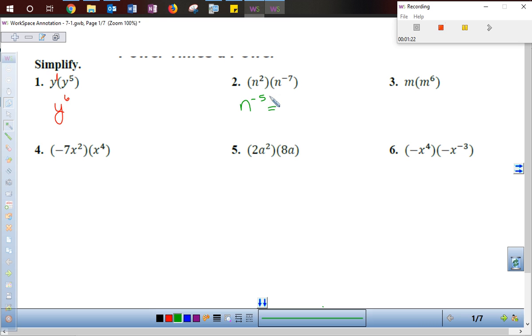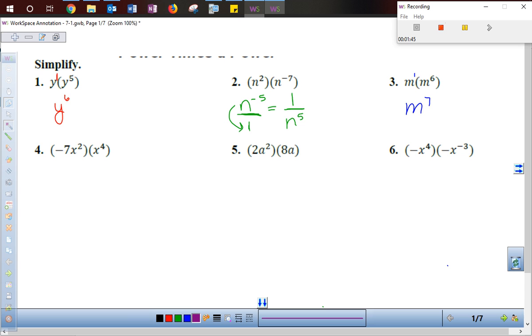Now, to simplify this, remember we can't have a negative exponent, so it needs to go down to the denominator. So that's going to simplify to n to the positive 5th in the denominator and a 1 left in the numerator. On number 3, I have m to the 1st times m to the 6th. They have the same base, so I can add those exponents and get m to the 7th.